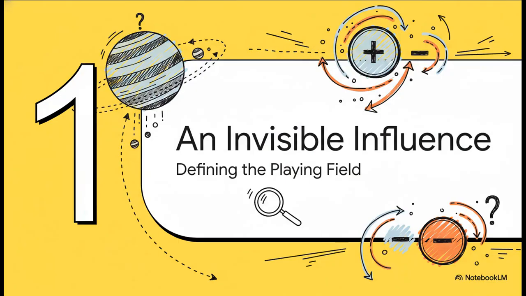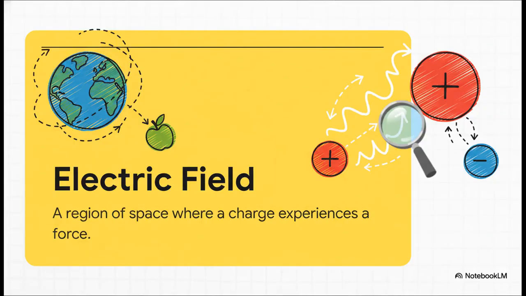Okay, so to really get how all this works, we first have to define the playing field itself. We need to kind of map out this invisible influence before we can really talk about what it does. At its absolute core, an electric field is just a region of influence. It's that simple. Just like the Earth creates a gravitational field that pulls stuff towards it, a charged object creates an electric field that can push or pull other charged objects that wander into its space. It's like this invisible web of force that fills the space all around a charge.